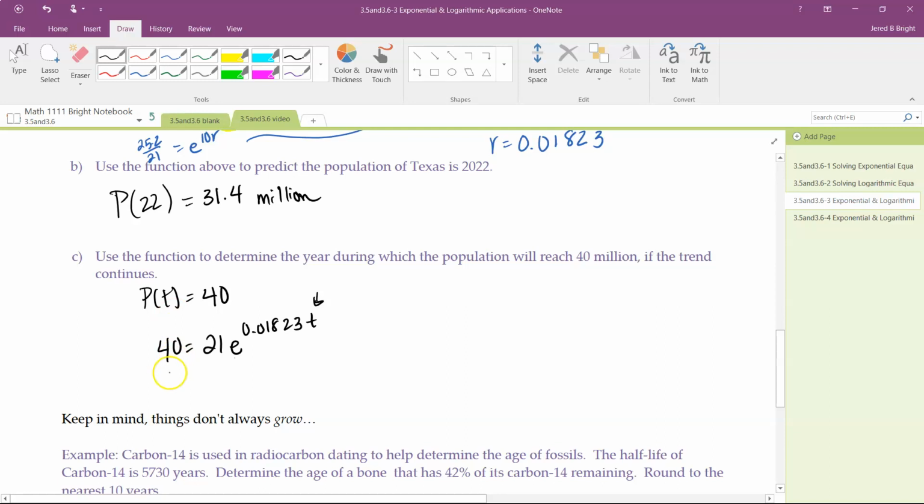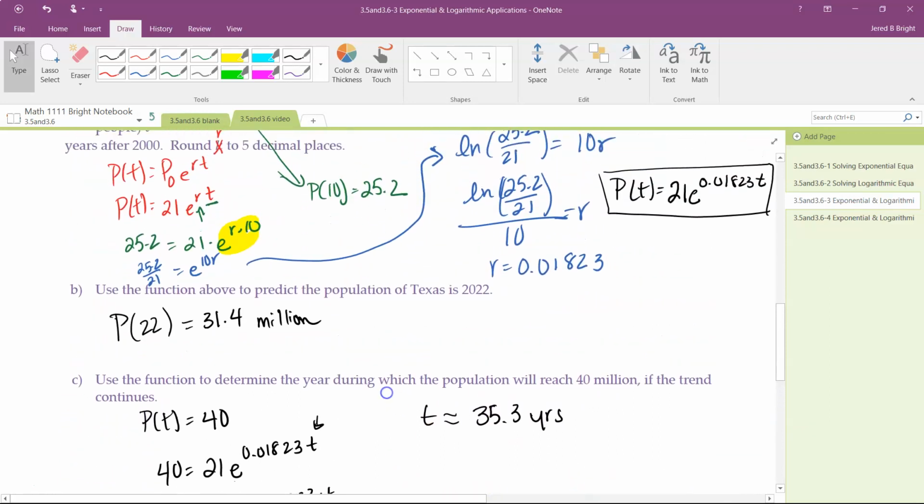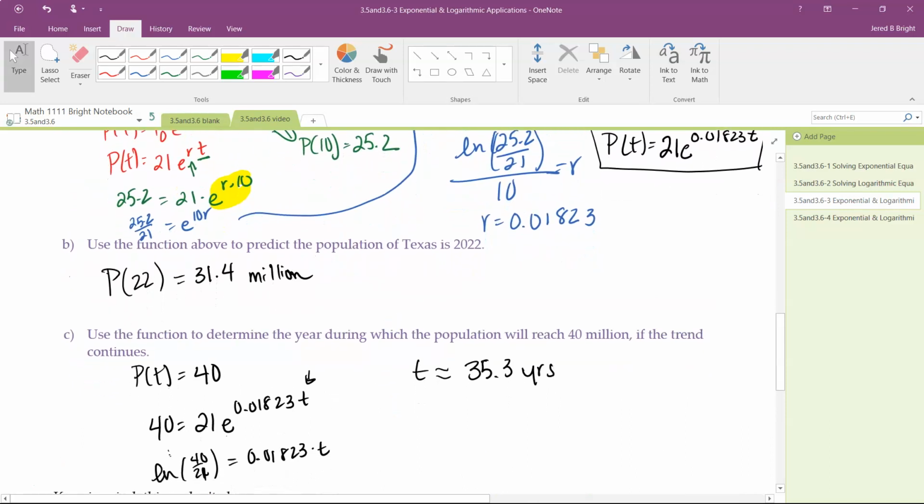Solving the exponential, so divide and then log both sides. I'm just going to skip a few steps. I'm going to get natural log of 40 over 21 is equal to 0.01823 times t, and dividing and then calculating, I get t is approximately 35.3 years. Okay, so that's just a quicker example of how to use the exponential model.